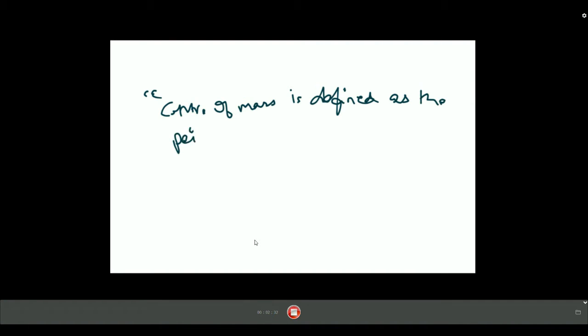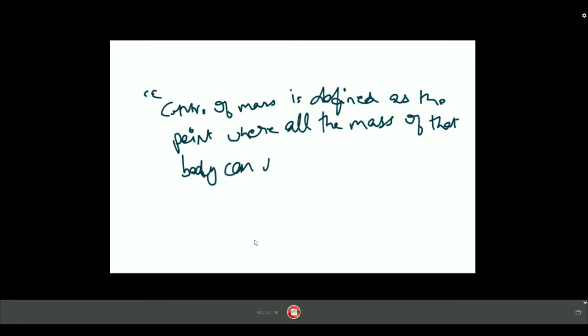So for example, if I want to define it, I can say, put in quotes to make it fancy, the center of mass is defined, according to NCERT, as the point where all the mass of that body can be concentrated. I write really slow, don't I? So that's the definition. If you want to mark it up, don't mark it up. But that's the definition of center of mass.